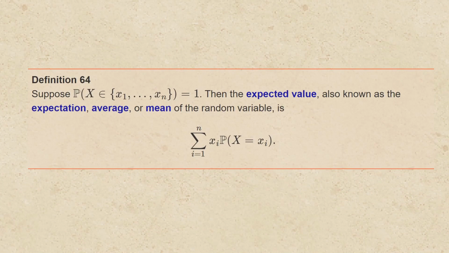Suppose the probability that X is in the set x_1 up through x_n equals 1. Then the expected value, also known as the expectation, average, or mean of the random variable, is the sum as i goes from 1 to n of x_i times the probability that X equals x_i.